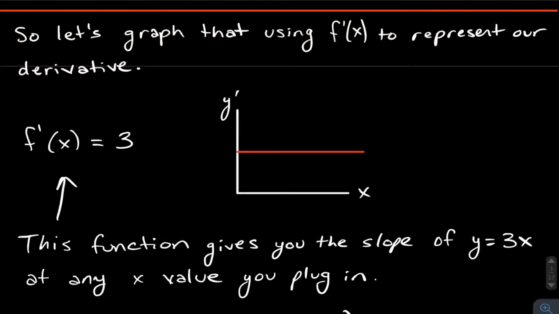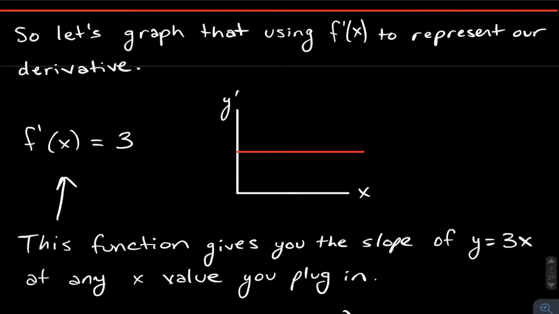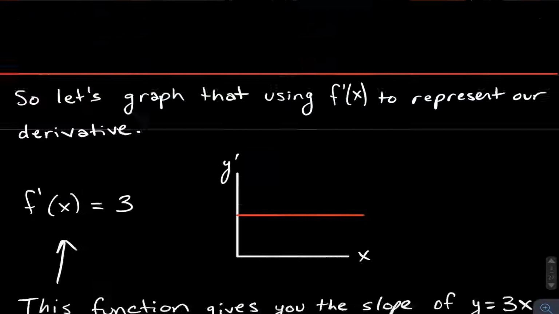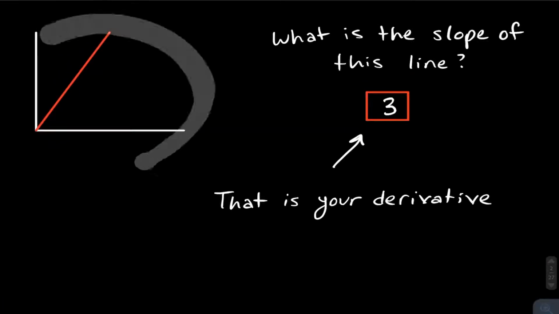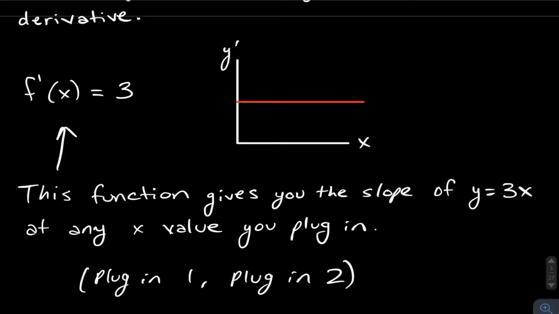And this function right in front of you gives you the slope of y equals 3x, that graph that we talked about up here. It gives you the slope of that at any x value that you plug in. So I wrote myself another note here: plug in 1 and plug in 2. So let's plug in x equals 1 here.